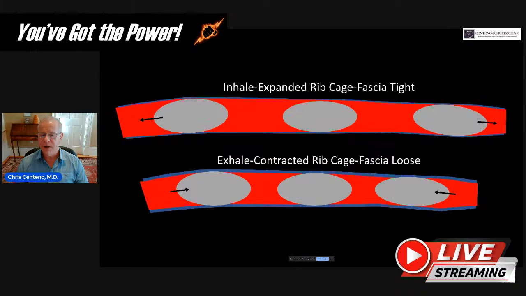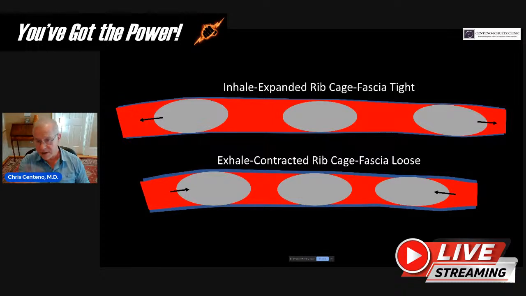And this just shows you how that rib fascia works. If you inhale, then that expands the rib cage and the fascia gets tight. When you exhale, the fascia gets loose and thicker. So thin and stretched, thicker and loose, depending on how you're breathing.